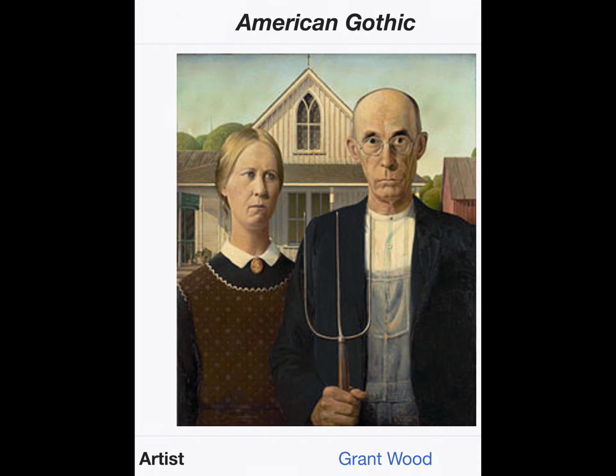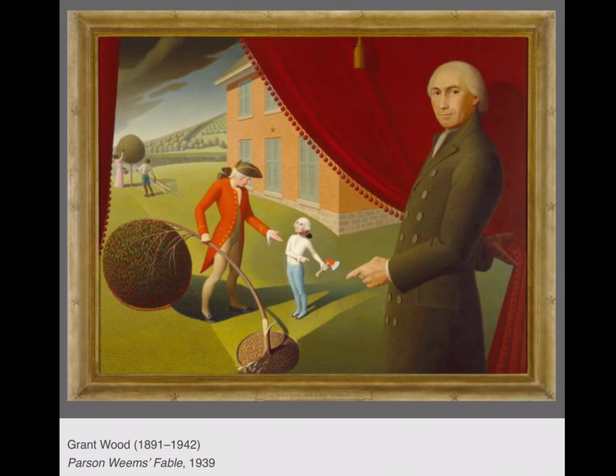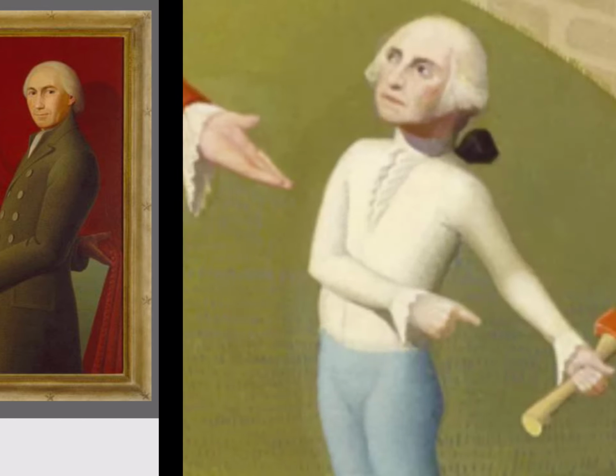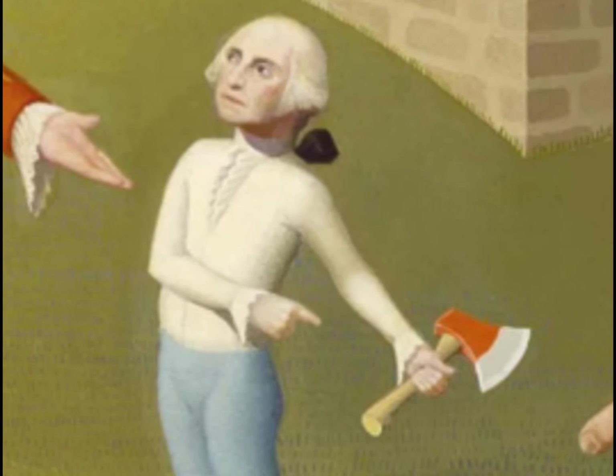But Grant Wood also did a painting called Parson Weems' Fable. Now you can see Parson Weems standing in the right of the picture as you face it. You see his finger pointing to George Washington, holding the axe while his father is asking him who cut down the cherry tree. But I want you to wait a moment because we're going to zoom in on George Washington's face. And there you see Gilbert Stuart's 66-year-old head on a 6-year-old body.